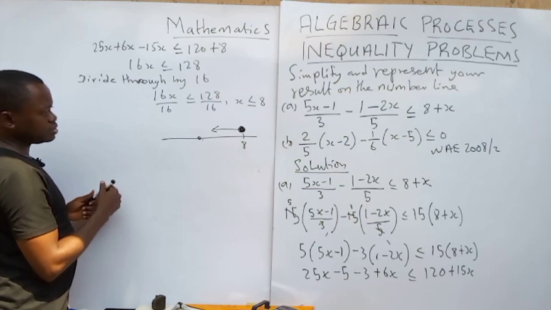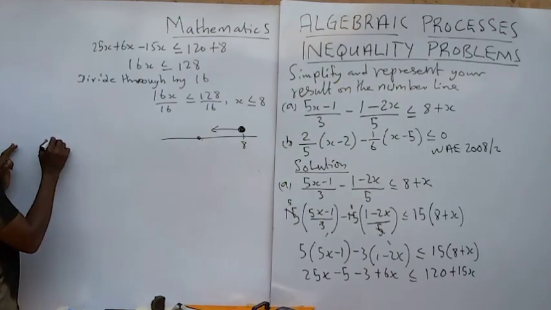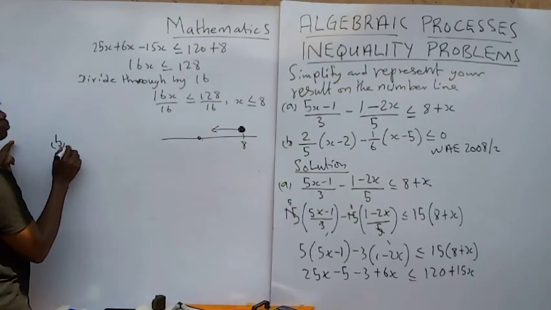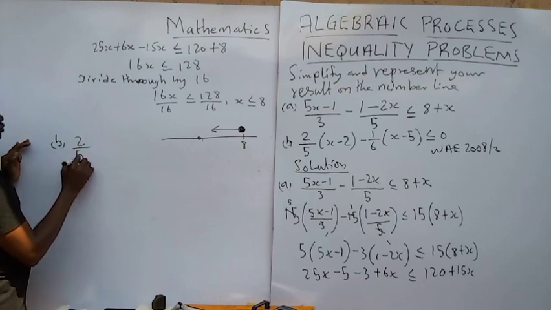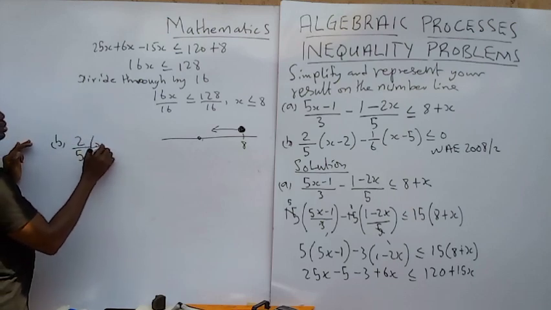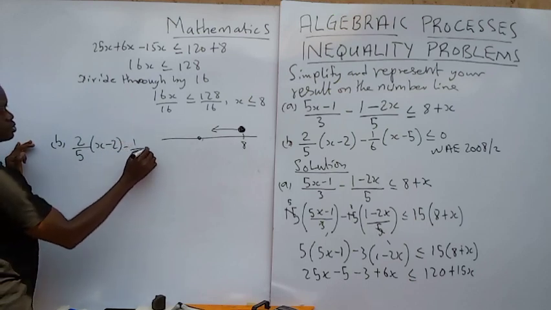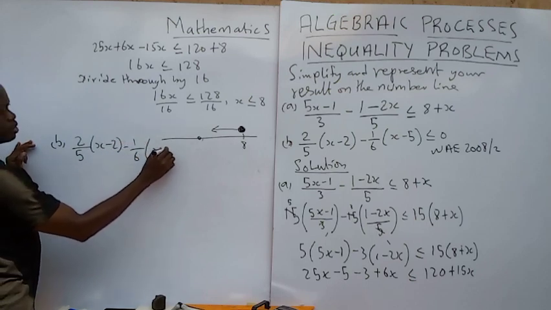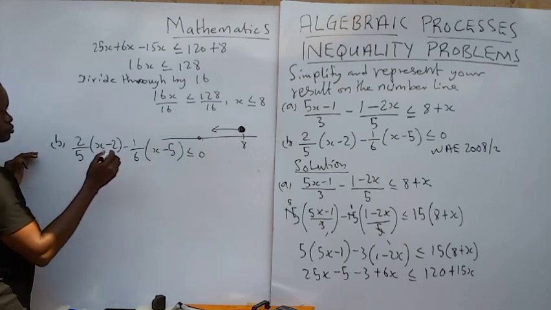All right, the next thing I will do is to solve this second example. Let's say b, I have 2 over 5 in bracket x minus 2, then minus 1 over 6 in bracket x minus 5, then less than or equal to 0.